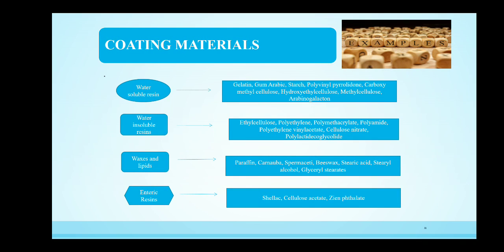So these are some of the examples of coating material. Say for example water soluble resin. Different ingredients can be used, like gelatin, starch, polyvinyl pyrrolidone, carboxymethyl cellulose and so on. In case of water insoluble resins, ethyl cellulose, polyethylene, polymethyl acrylate, polyamide can be used. In case of waxes and lipids, paraffin, beeswax, stearic acid, glycerol stearates can be used. In case of enteric resin, shellac, cellulose acetate and zinc phthalate can be used. So these are the different examples of a coating material.